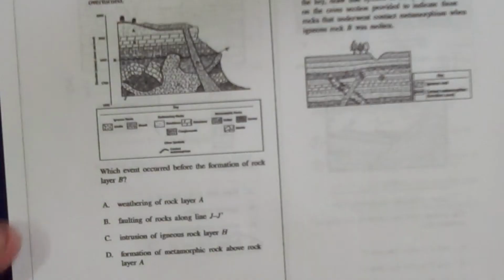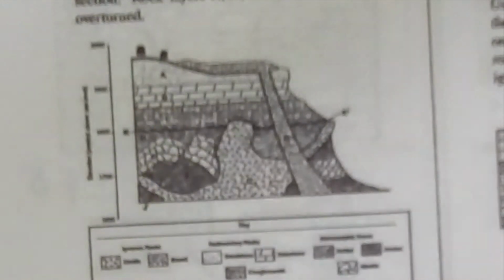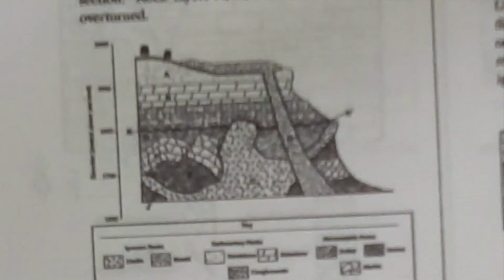Faulting along line XY. Which event occurred before the formation of rock layer B? Weathering of rock layer A. Rock layer A is above B, so that had to happen after. Faulting of rocks along JJ prime. That fault happens underneath. That must have occurred before the formation of B.